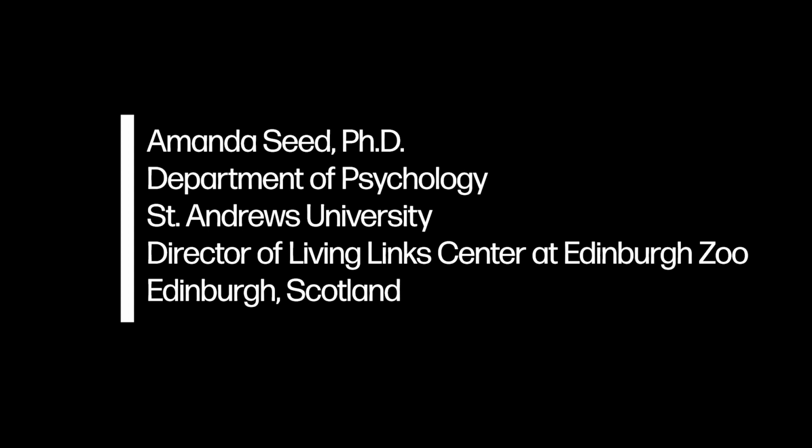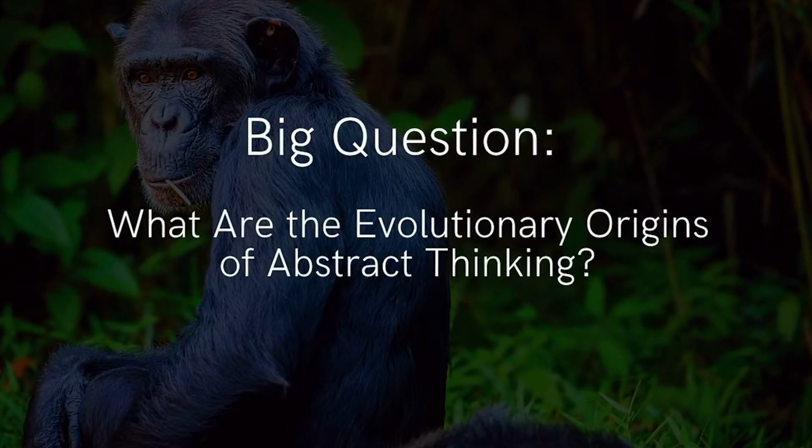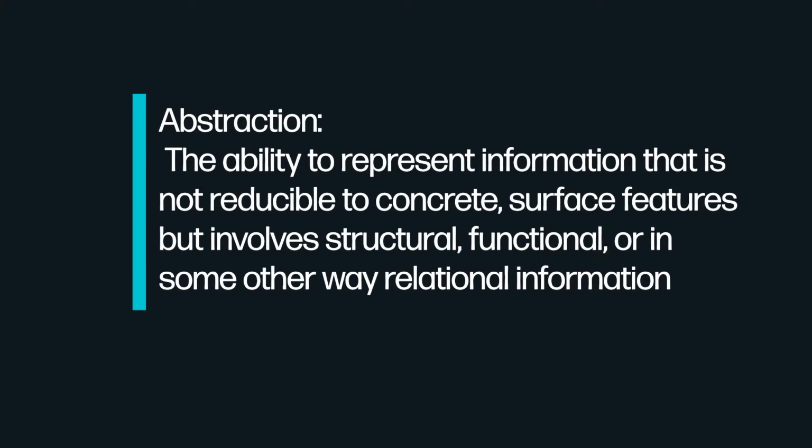I'm particularly interested in physical cognition, memory, problem solving. And my big question today is, what are the evolutionary origins of abstract thinking? And we might as well start by trying to define what we mean by abstraction. Abstraction is the ability to represent information that's not reducible to concrete surface features, but involves structural, functional, or in some other way relational information.